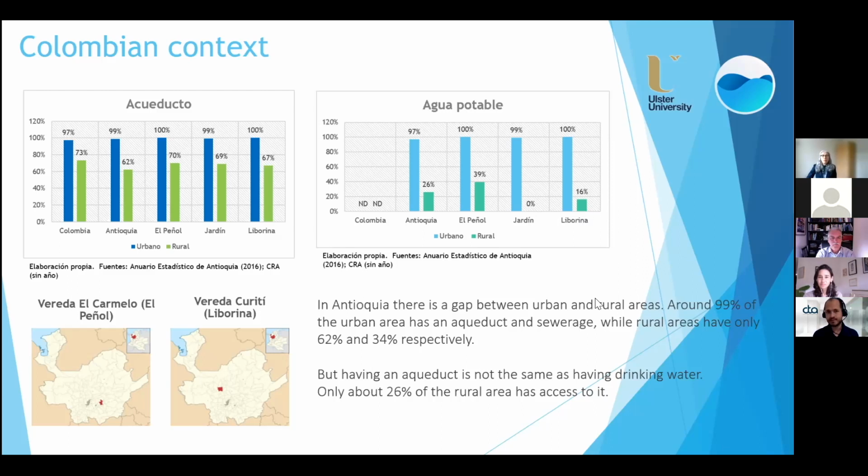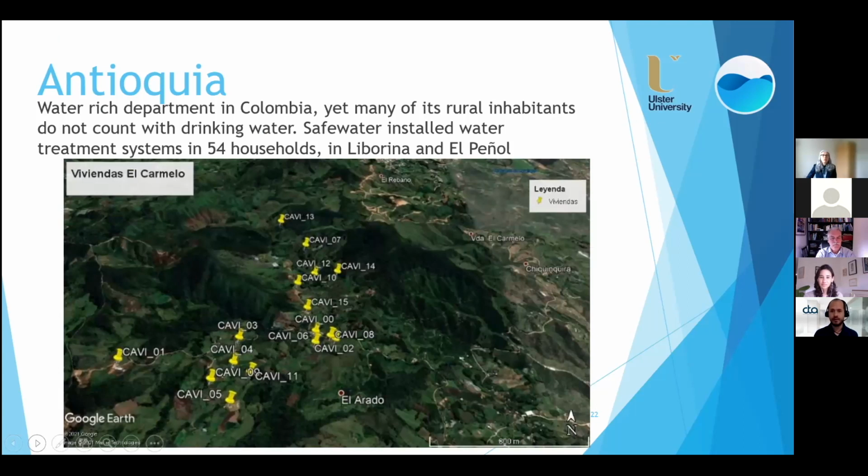On the next slide, we can see that paradoxically, Antioquia is a water-rich department in the Republic of Colombia, with a humid subtropical climate and a weather system that condenses humidity from the Pacific Ocean and precipitates it over the region. So within the SAFEWATER project, we endeavor to install 54 water treatment systems in households and schools in the municipalities of Liborina and El Peñol, as a pilot to assess the technologies being developed within the scope of the project and to evaluate how the communities will develop around the technologies being brought to them.